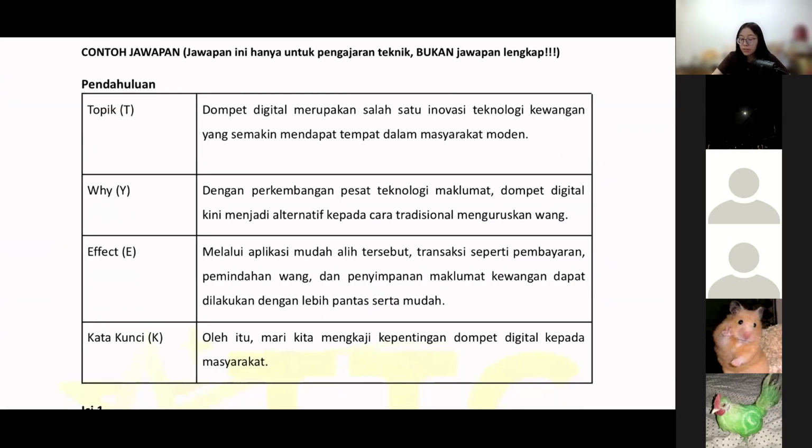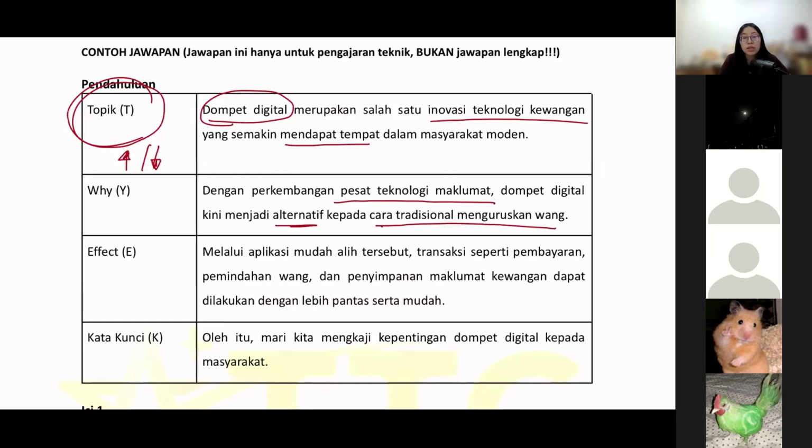So for pendahuluan we are using TYK: topic, why, event, kata kunci. Topic is the main thing you find. You need to tell them, is it more and more or people didn't use it? Of course, more and more people are using dompet digital because they say it has become more popular. So: salah satu inovasi teknologi keuangan yang semakin mendapat tempat dalam masyarakat modern. Then you explain why. Because nowadays the technology, IT, is getting faster and faster. And then our dompet digital, which is e-wallet, becomes an alternative towards the cara tradisional menguruskan keuangan.